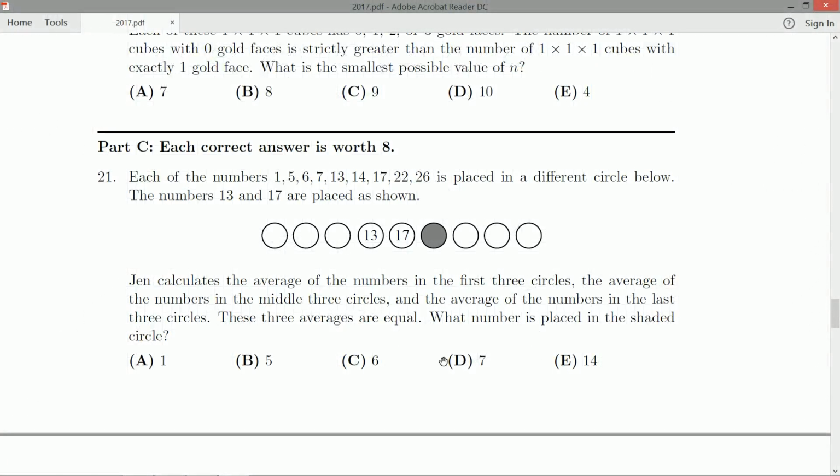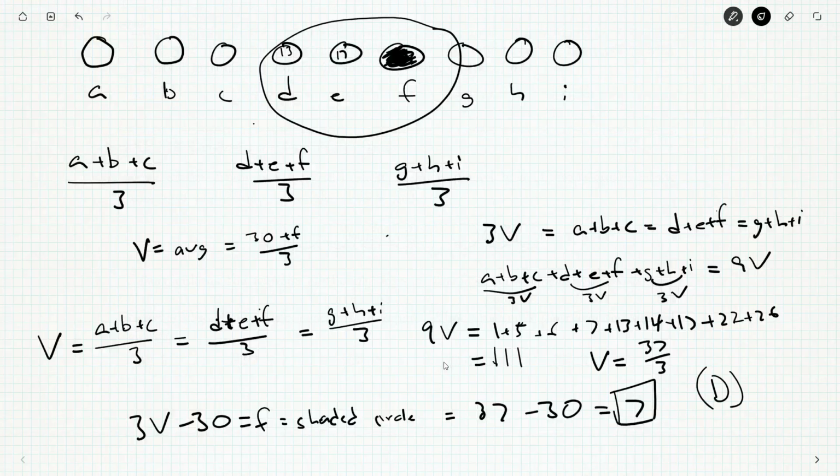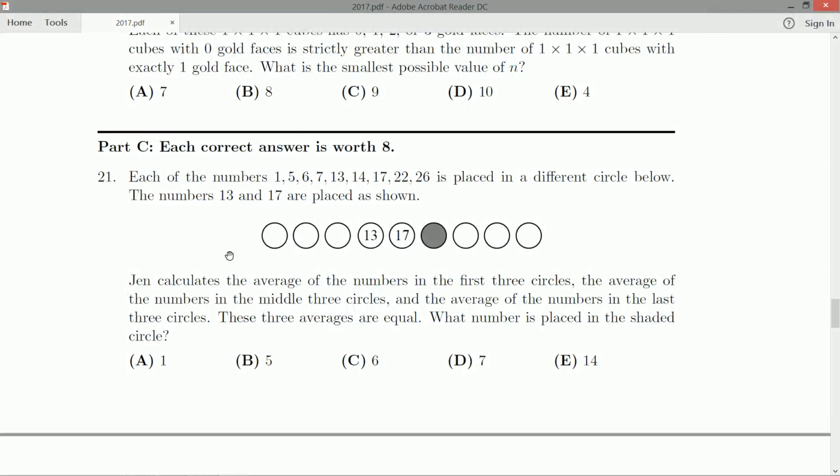All right. And there we go, 7 is one of the possibilities, so we feel a little more confident. And there we go, we get D. And that wraps up question number 21.